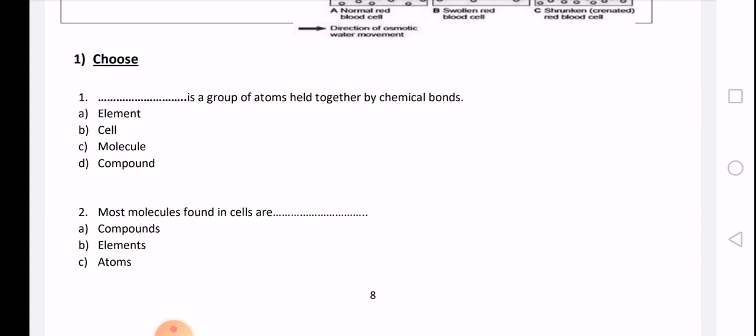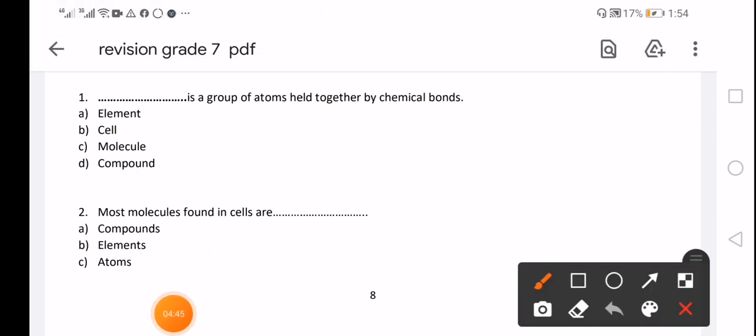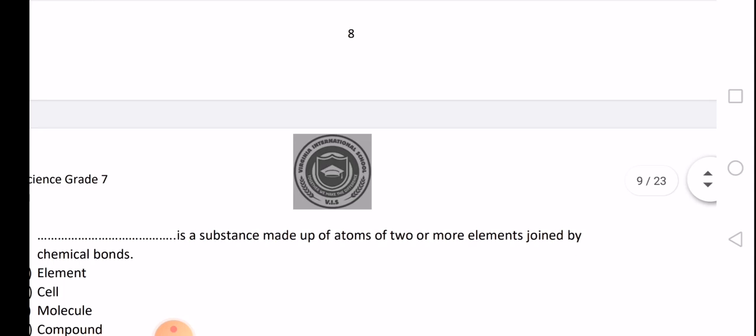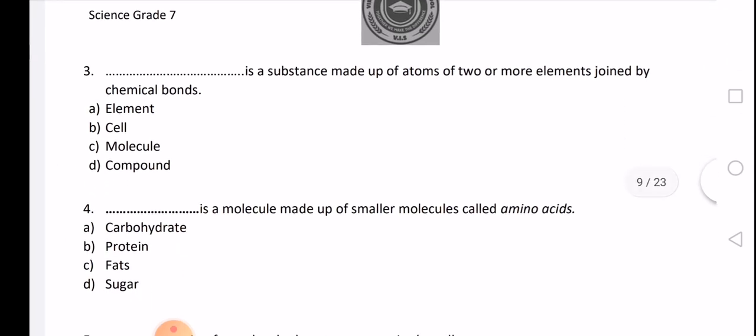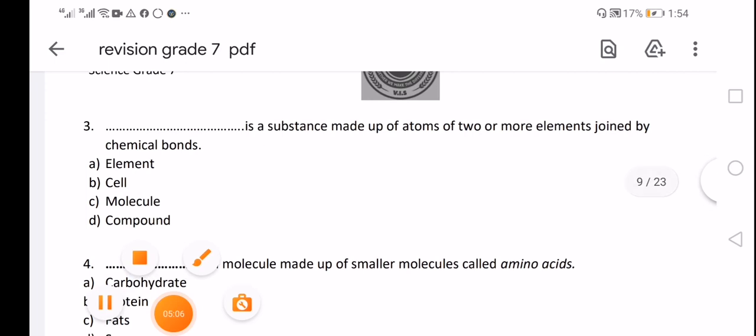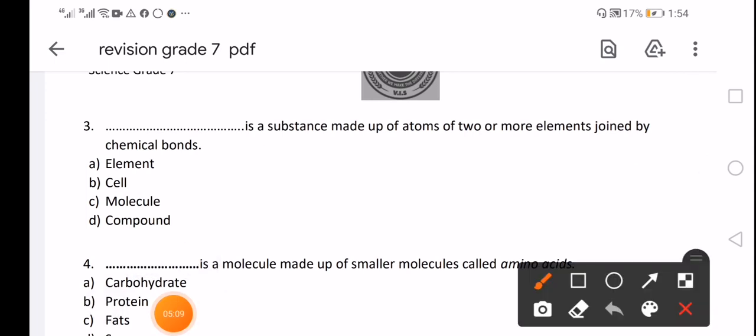The first one is a group of atoms held together by chemical bonds: a molecule. Most molecules found inside the cell are compounds. A compound is a substance made up of atoms of two or more elements joined by chemical bonds.